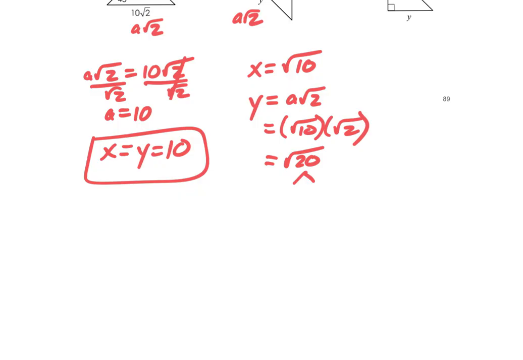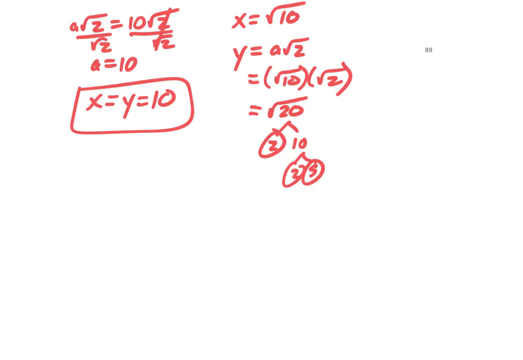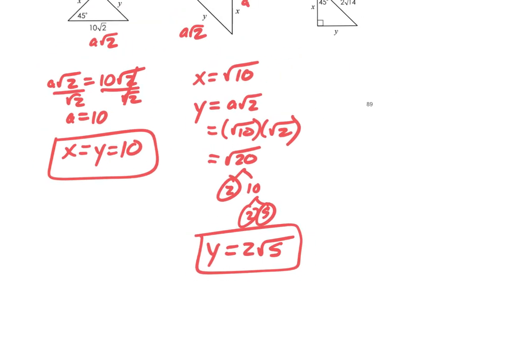What's something that goes into 20? 2 and 10. Okay, you could do 2 and 10. You could do 4 and 5. You can do anything that goes into 20. Anything you want. Okay, 10 breaks up into 2 and 5. So we got a pair of 2's, and we got an extra 5. And so then that tells me that y is 2 radical 5. Whatever I have pairs of is going to come out. Whatever is not paired up is going to stay in.